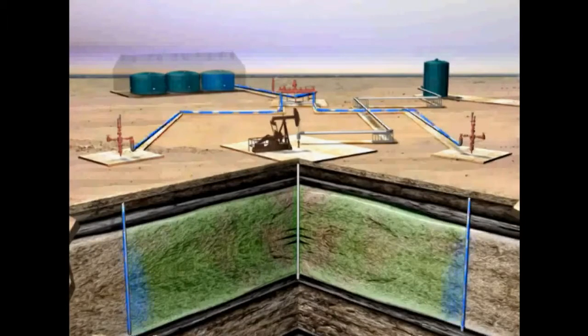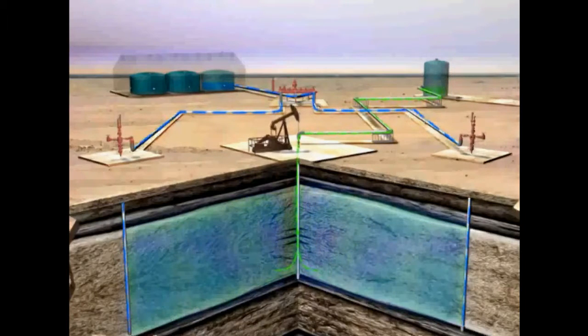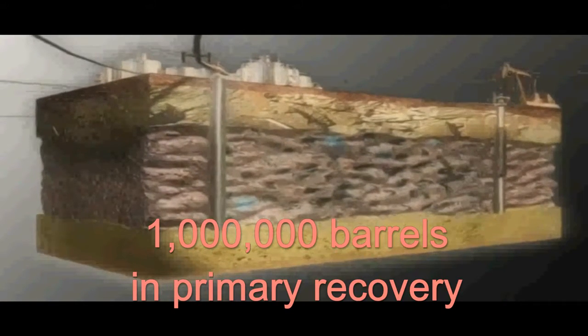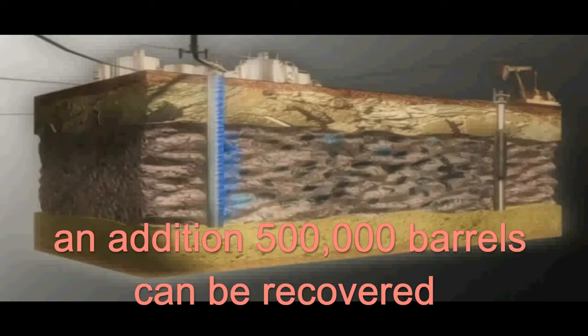Water flooding is used after primary recovery efforts cease in solution gas drive reservoirs and is the most common. This method recovers about 50% more of what was recovered in primary production. For example, if 1 million barrels was produced during primary recovery, then an additional 500,000 barrels can be recovered using this secondary drive.